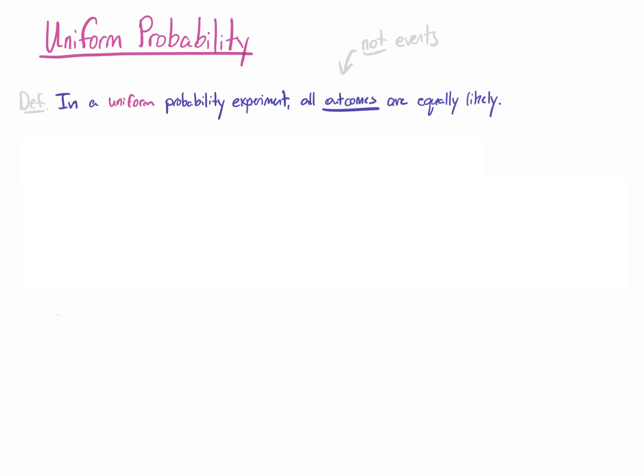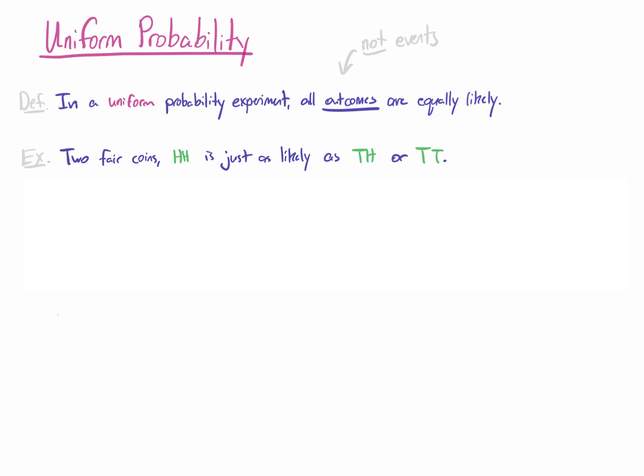So, for example, suppose I flip two fair coins, 50-50. I have equal probability of heads and tails. So, in this setting, the outcome HH, two heads, is just as likely as the outcome TH or the outcome TT. So I'm doing a uniform probability experiment. All these outcomes are equally likely.